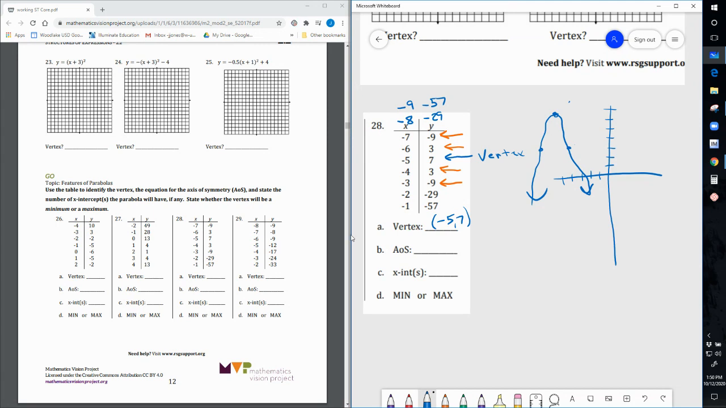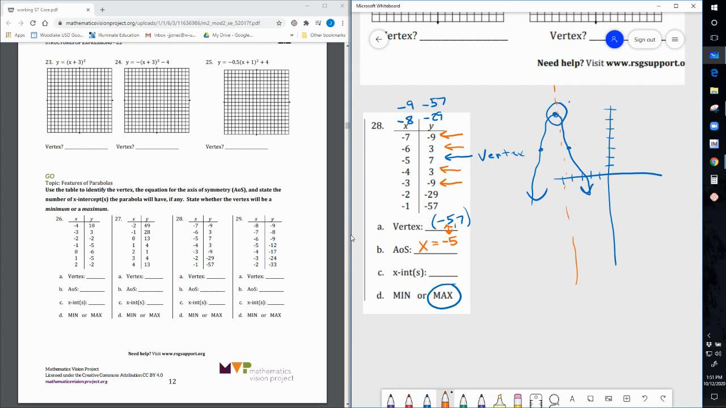Now, since I know the graph's going down, my vertex is the maximum point on the graph. That's what we're talking about. My vertex is the tallest point, so it's a maximum. Okay, if my graph went the other way, it'd be a minimum. And now my axis of symmetry is always x equals what? X equals the x value of your vertex. Notice those two numbers are the same. It's always going to be that way. So if you have your vertex, then you automatically know the axis of symmetry.